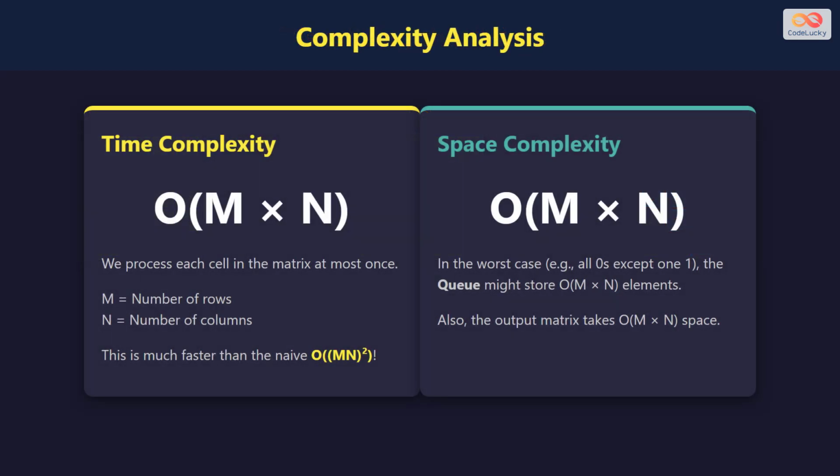This approach is highly efficient. The time complexity is O of m multiplied by n because we process each cell at most once. The space complexity is also O of m multiplied by n to store the queue and the output matrix.